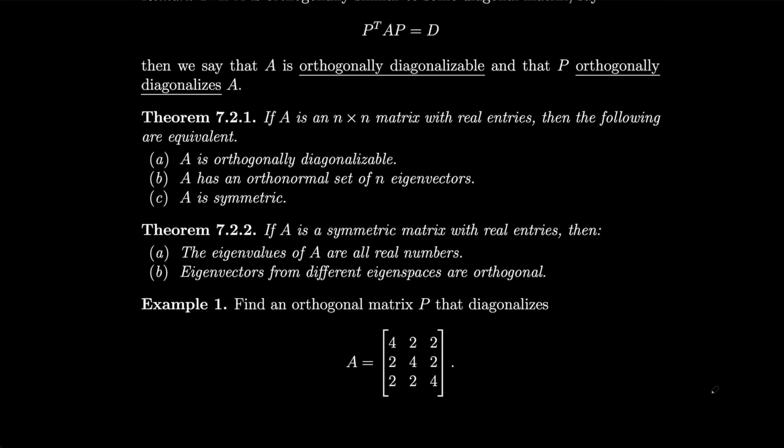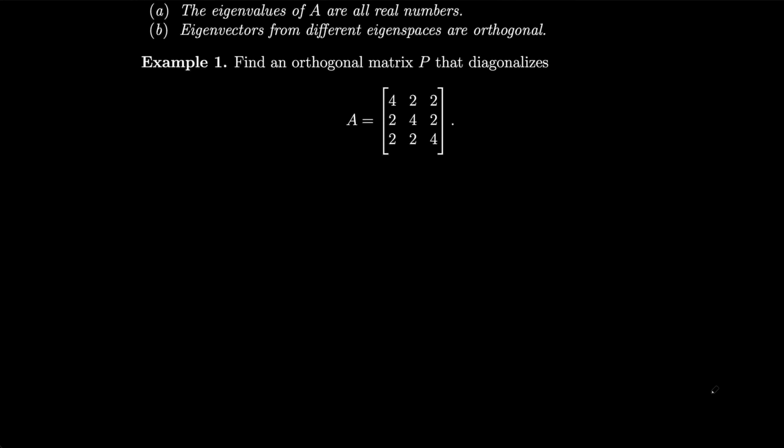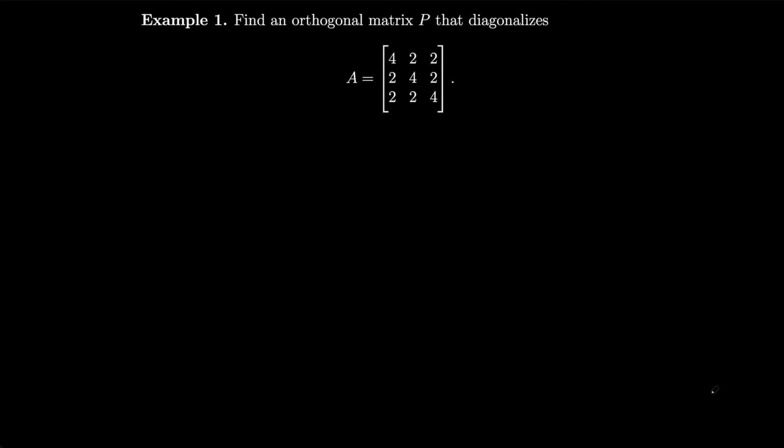Let's do an example and find an orthogonal matrix P that diagonalizes this matrix A that we're given. So first we'll start by finding the eigenvalues. So let's get the determinant of lambda I minus A. So that's the determinant of lambda minus 4, minus 2, minus 2, minus 2, lambda minus 4, minus 2, minus 2, minus 2, lambda minus 4.